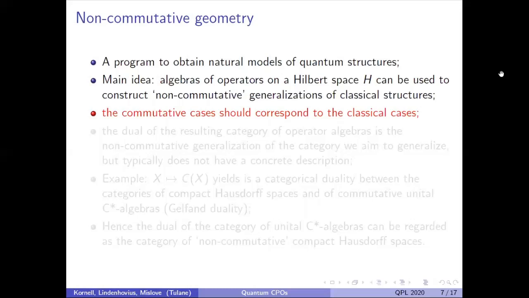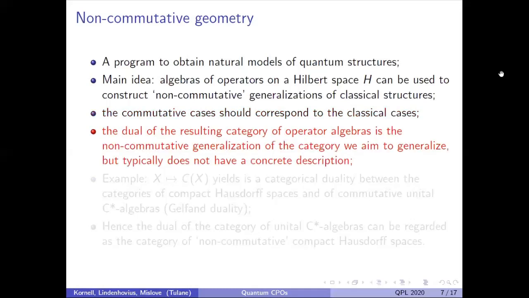And so if we equip our algebras of operators with extra structure, then the commutative case should correspond to the original classical structure. Now, typically you get some category of operator algebras, and the dual of this category can be seen as the non-commutative generalization of the category we wanted to generalize. But this dual typically does not have a concrete description.